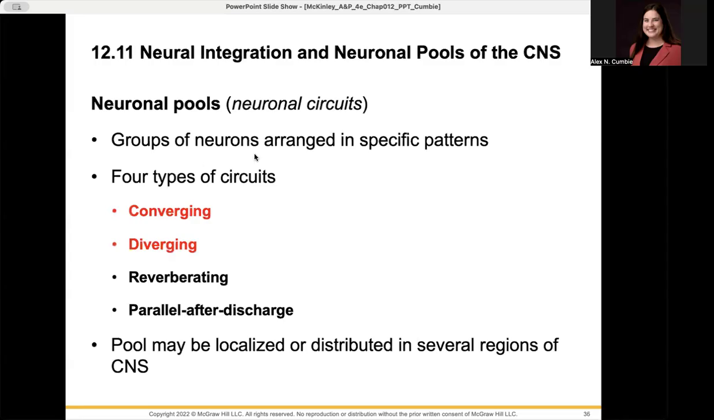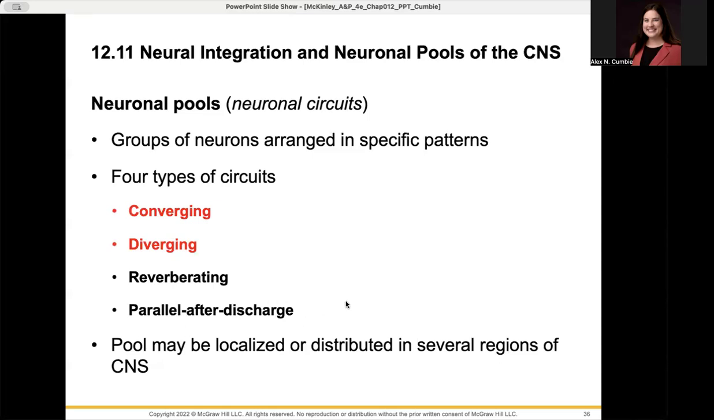So when we have groups of neurons that are communicating with each other, oftentimes they can do a number of different actions, which we call types of circuits. The two that we focus on in this course are convergence and divergence. Also, you could just refer to them as converging and diverging. This explains how groups of neurons are communicating with each other, and we'll see a picture of what that looks like.